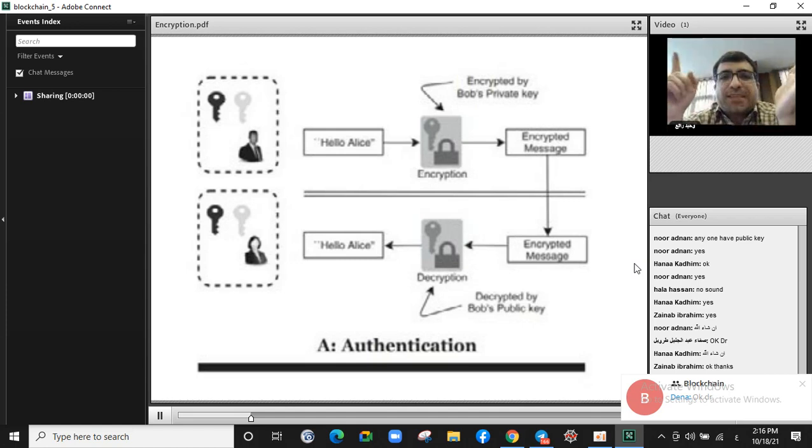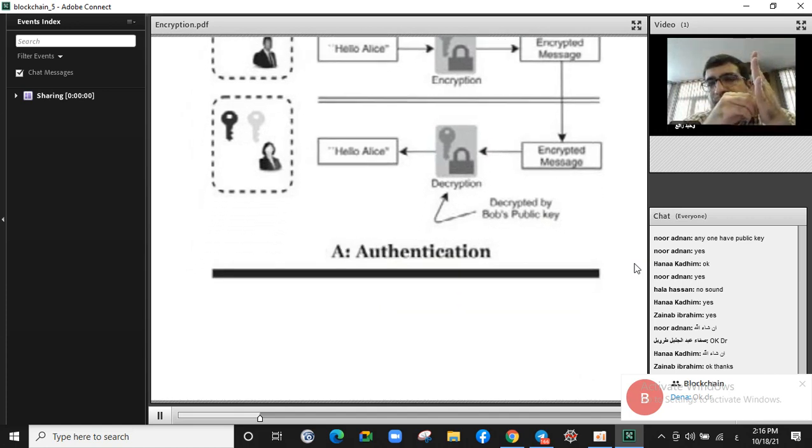In fact, since only Bob knows his private key, by encrypting the message with his private key, Bob signs this message. It's a digital signature, and others are assured that, oh, it's Bob. When they receive the encrypted message, after decryption by Bob's public key, now they are sure that it's Bob. So it's a kind of authentication. It's called digital signature. Okay.